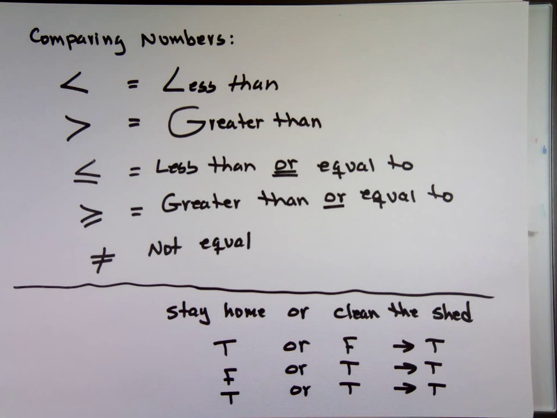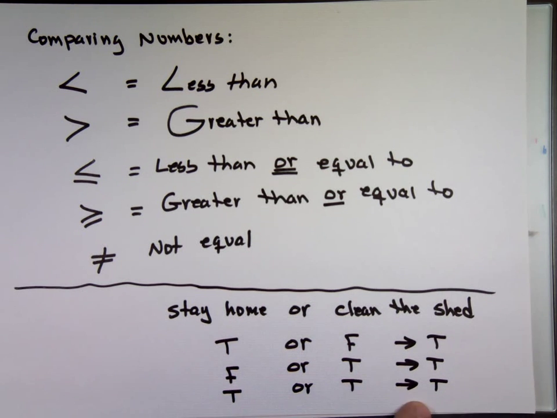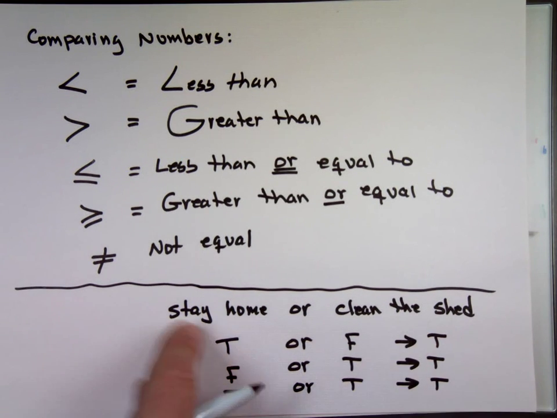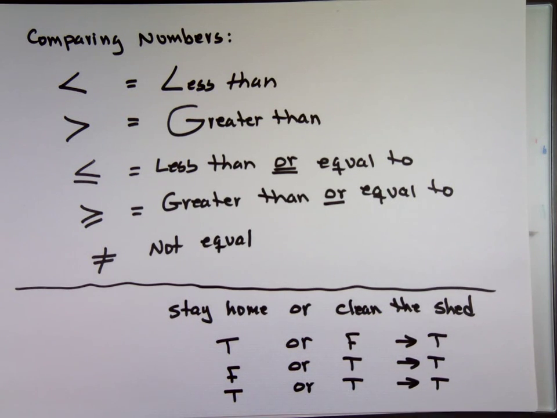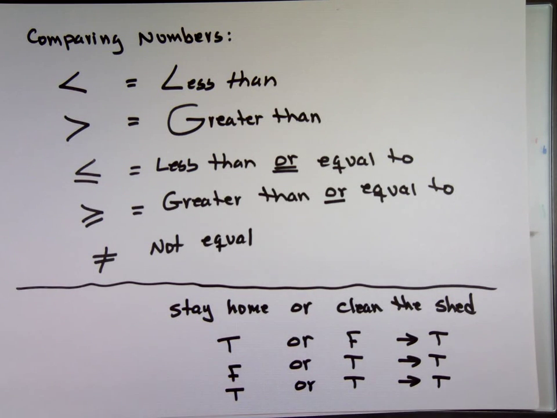So as long as you satisfy one of the two conditions, you complete your chores. Mom can't complain. The only way you can't do the stuff is if both are false. If you decide, I'm not going to stay home and I'm not going to clean the shed, then you're in trouble there. If it was an and operation, then I'll give you that: both have to be true, but not with an or operation.